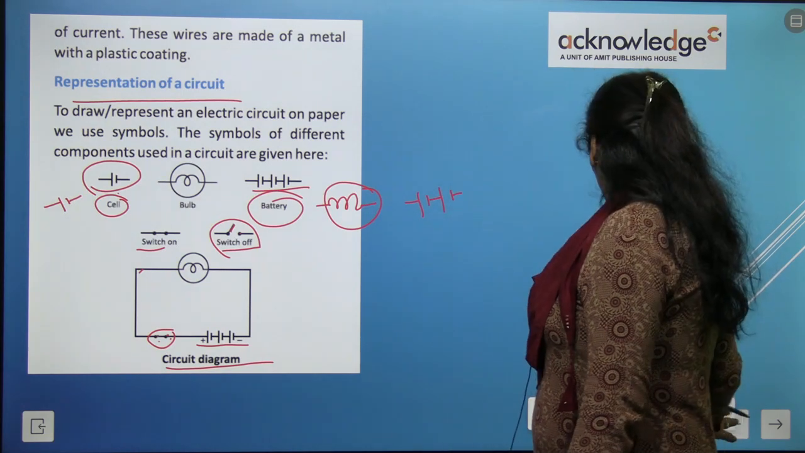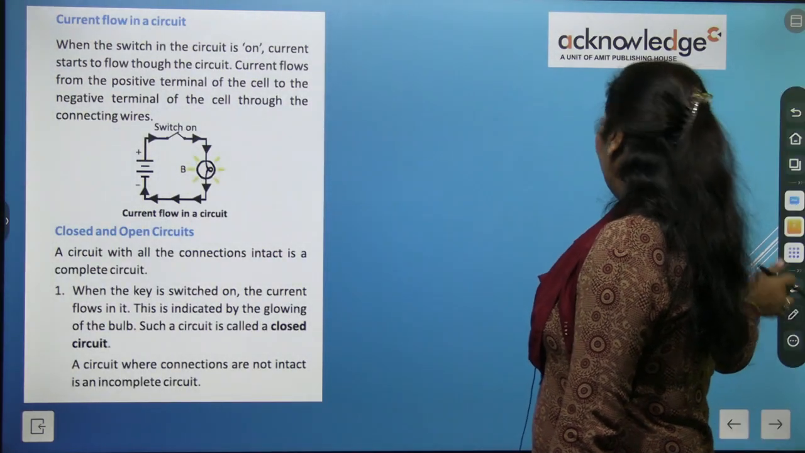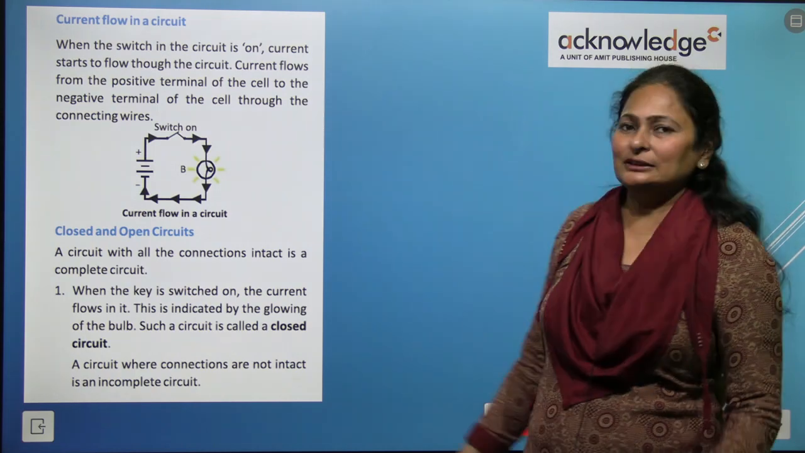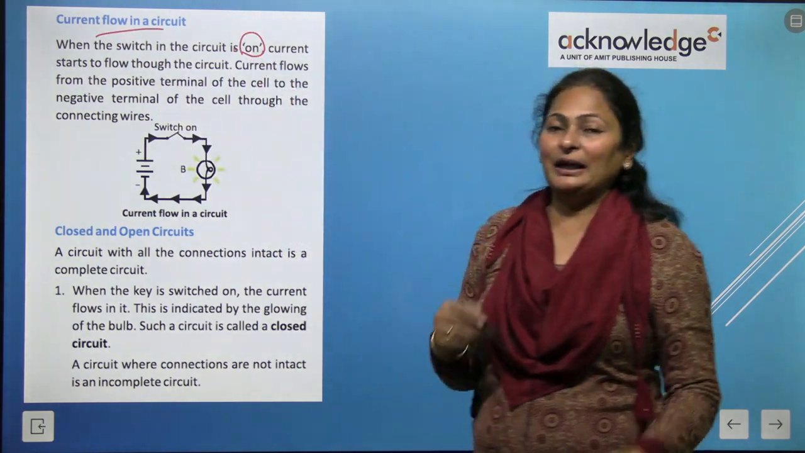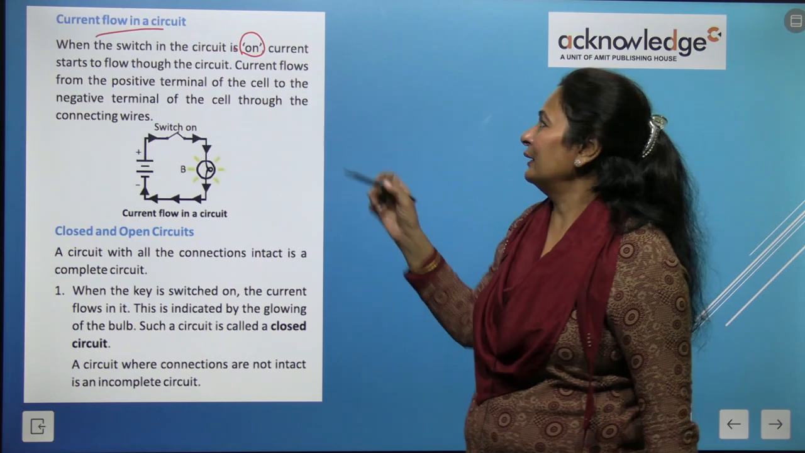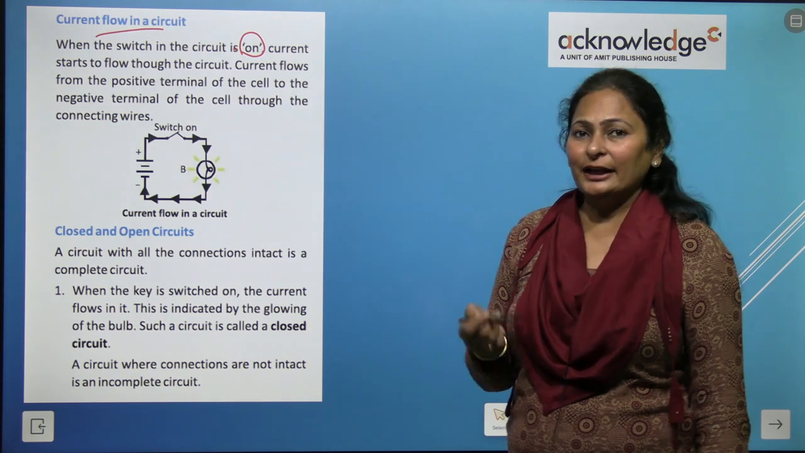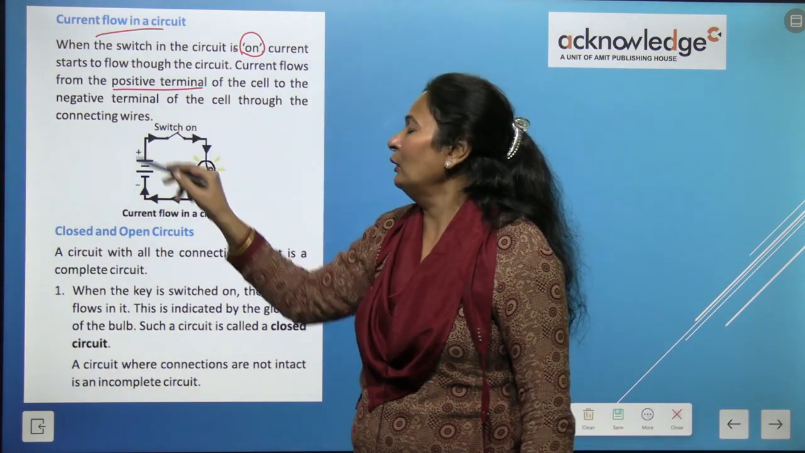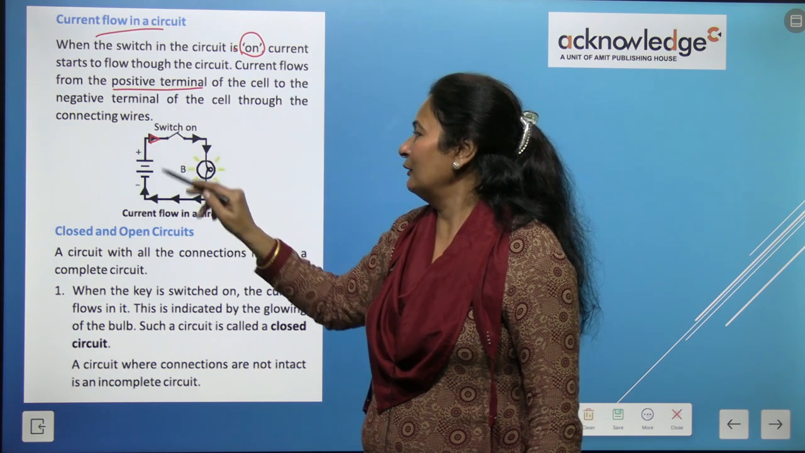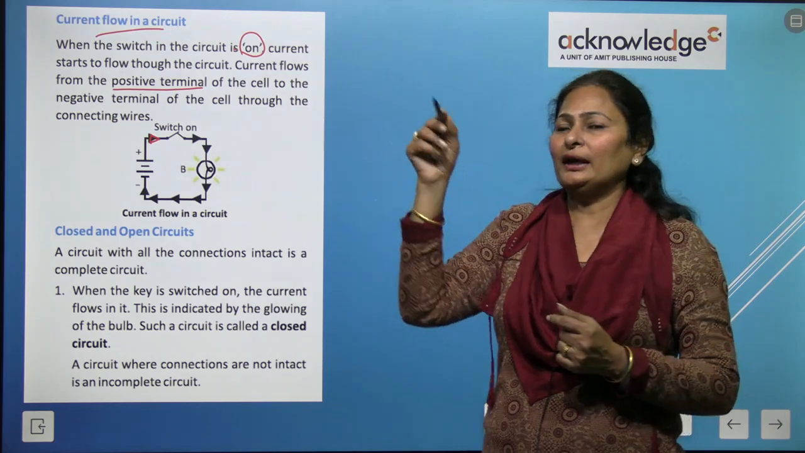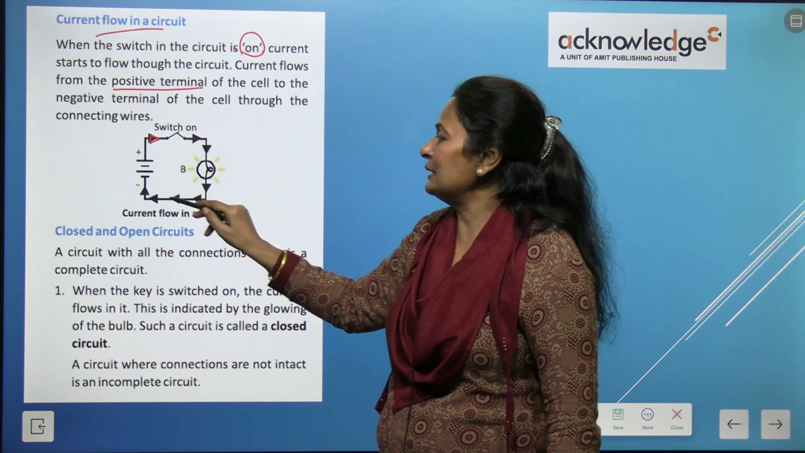Very nice. You all are very intelligent. Again, the current flow in a circuit I have already explained. Just go through it. When the switch in the circuit is on, it means it is a closed circuit, so current starts to flow through the circuit. Current flows from the positive terminal to the negative terminal, as I already explained. You can see these arrows that show it is flowing in this direction. This is the positive terminal, so current is moving from this direction.